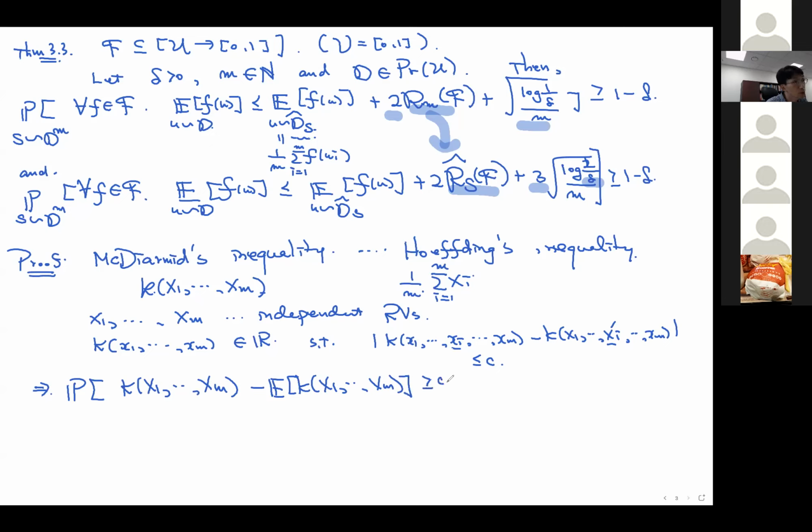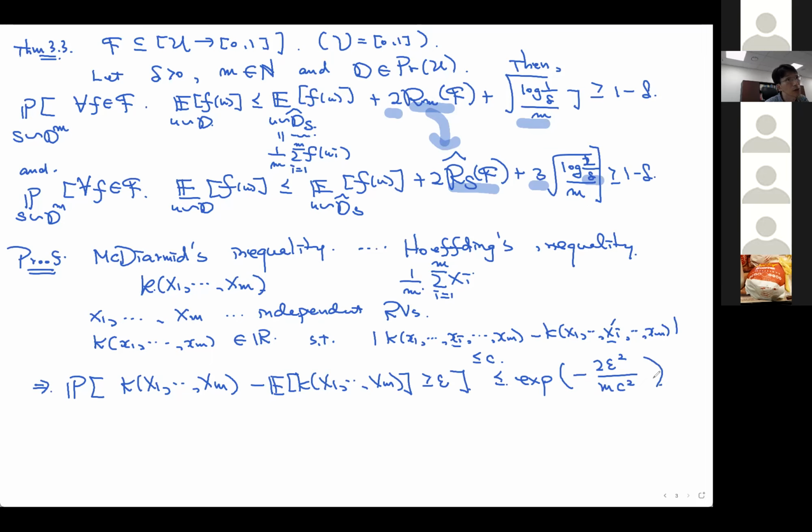by a large margin, which is epsilon, is going to be bounded by exp(-2 epsilon squared over m times c squared). The same thing holds for the other side, bounded below by -epsilon. That means our estimate is much larger than the expectation. The one below means our estimate is much smaller than the expectation. They are also bounded by the same probability, exp(-2 epsilon squared over m c squared).